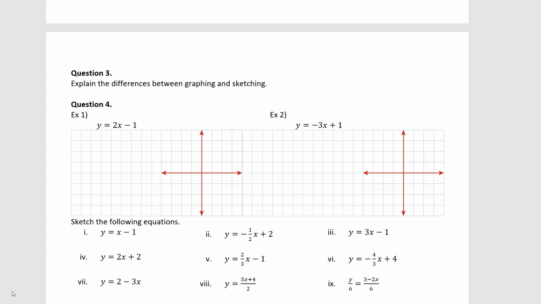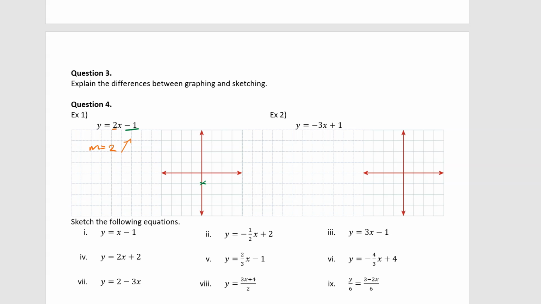So y equals 2x minus 1. Now, if I wanted to sketch this, I'm simply going to look at the y-intercept of -1, and I'll mark it on my graph. And then I'm going to look at the gradient of 2. So m equals 2. What does that mean? Well, it's positive, so we're going to see something going up like that, and it's quite steep.